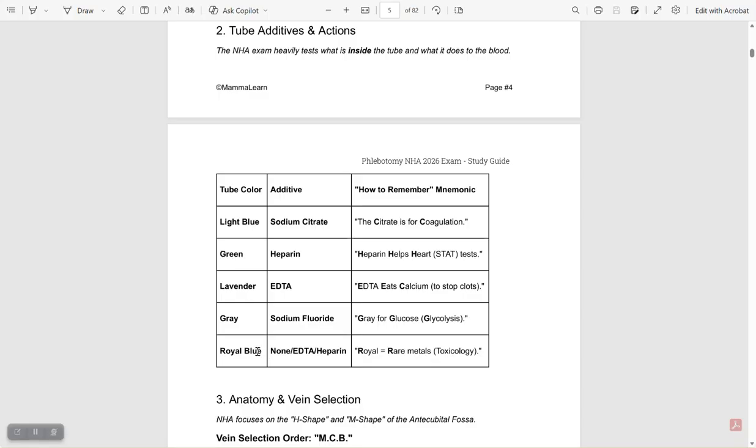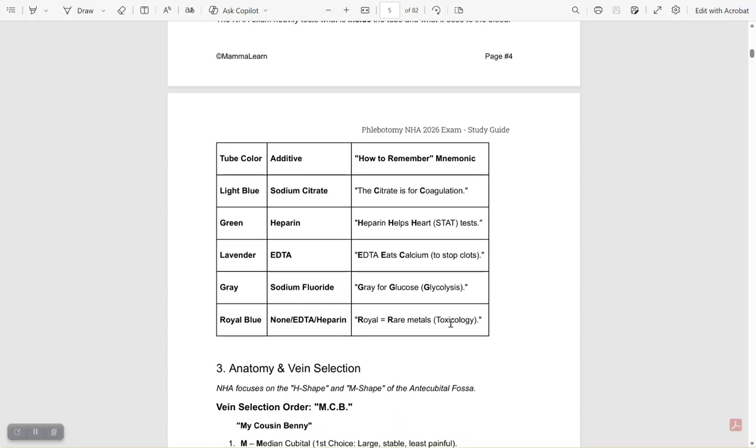Royal blue, either it can be none, or EDTA or heparin can be the additive, and royal blue is usually used to test for trace metals or toxicology. So this is an easy way of remembering what is inside the tube, what it does to the blood, and what exactly we test from it.